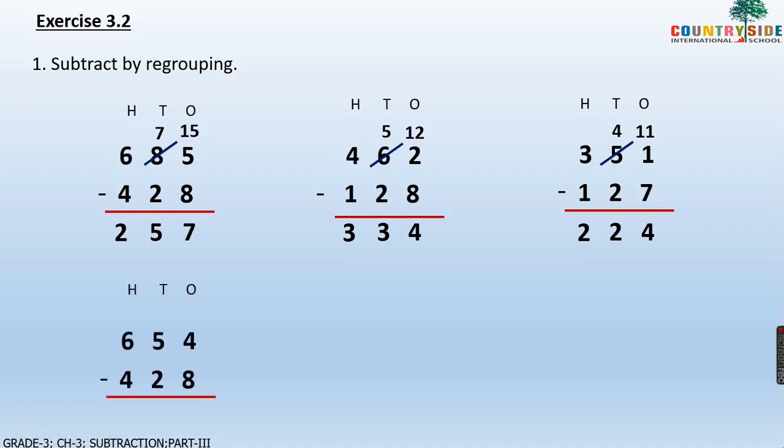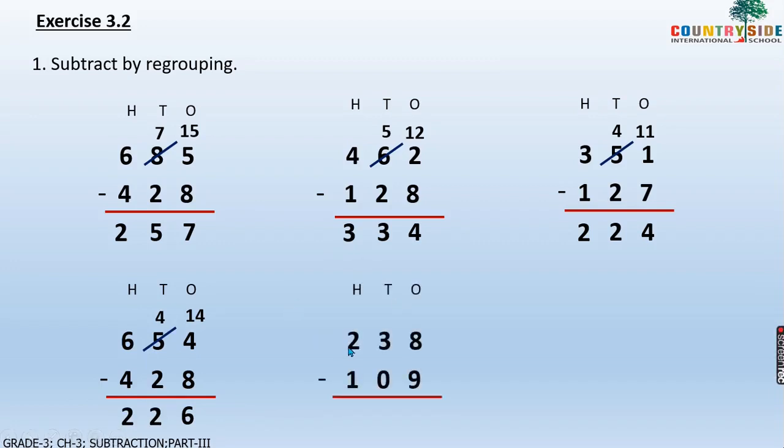Next example, 654 minus 428. Again from 4 we cannot subtract 8, children. So we will cut this 5. This 4 will take one number here, and this 5 will become 4 and this 4 will become 14. So 14 minus 8 is 6. Then 4 minus 2 is 2 and 6 minus 4 is 2. Like this you have to do, children.